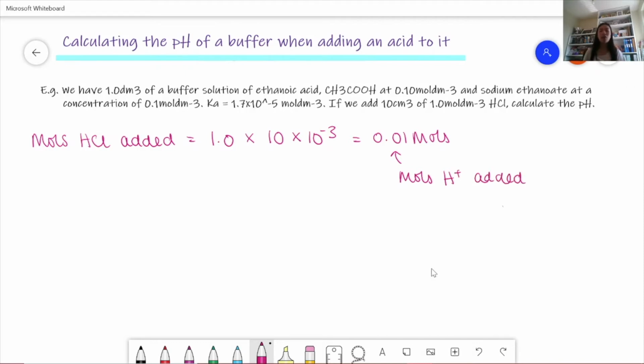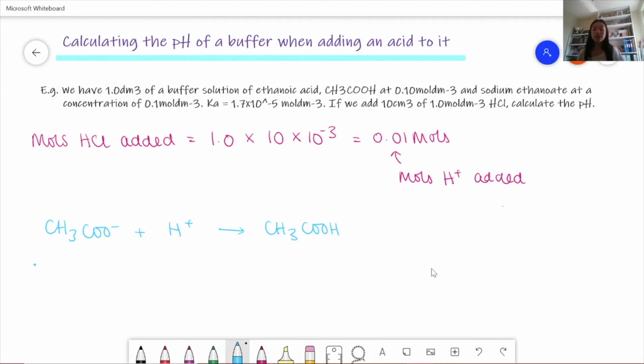And now we have to think about what actually happens when we add an acid to an acidic buffer. So what happens is that the ethanoate ions, the negative ions, will react with the incoming H pluses, so the added H pluses from the hydrochloric acid. And this will form some more of the undissociated acid, so the ethanoic acid. So what we get is that these ethanoate ions react with this surplus of H plus that we have now that we've added acid. And this forms some more of the undissociated acid, which is ethanoic acid.